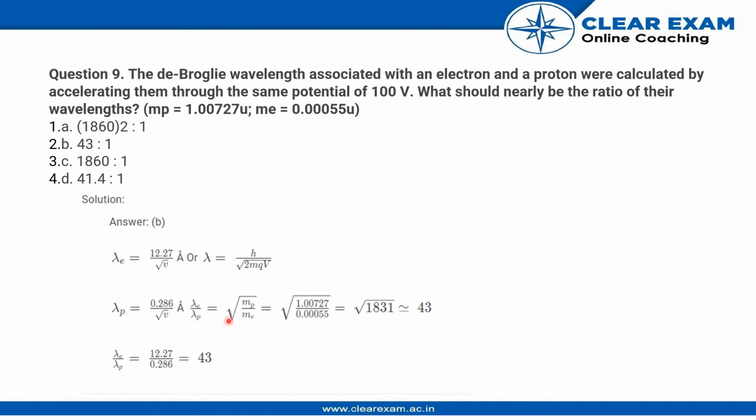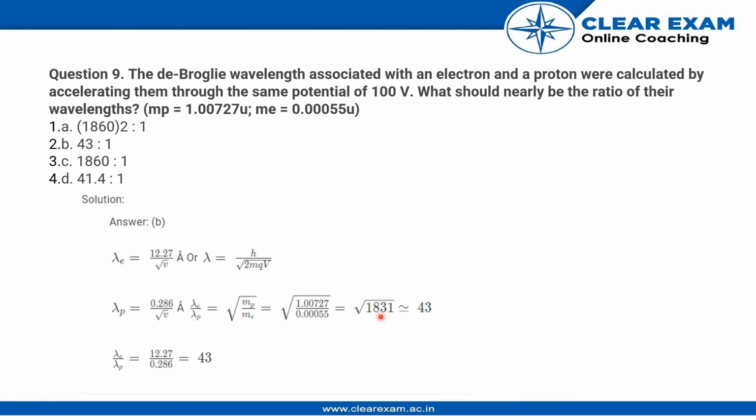proton equal to the root of mass of proton upon mass of electron. Now it is given to us that the mass of proton is 1.00727 and the mass of electron is 0.00055. Now taking the ratio of both of them, we have the mass of proton upon mass of electron to be approximately equal to under the root of 1831.